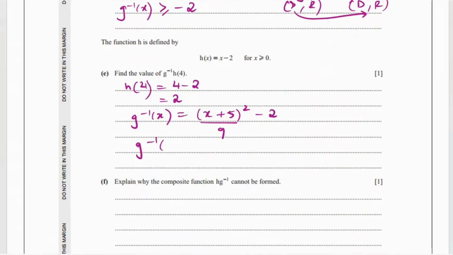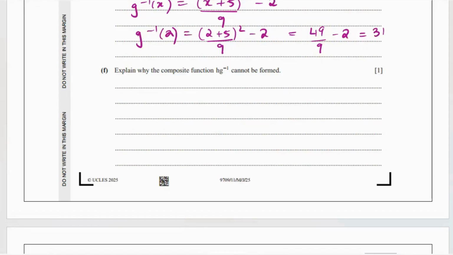So the input is now 2. That's going to be (2 plus 5) squared over 9 minus 2, which is 7 squared, 49 over 9 minus 2. That's going to give us 31 over 9. That is your value. Then explain why the composite function g of h inverse cannot be formed.